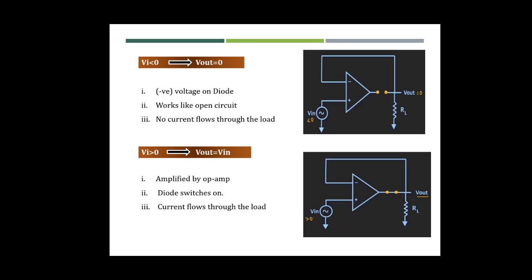The conditions: when the input voltage is negative, there is a negative voltage on the diode. So, it works like an open circuit and no current flows through the load. Hence, the output voltage is 0. When the input voltage is positive, it is amplified by the operational amplifier, which switches the diode on. Hence, current flows through the load, and because of the feedback, the output voltage is equal to the input voltage.